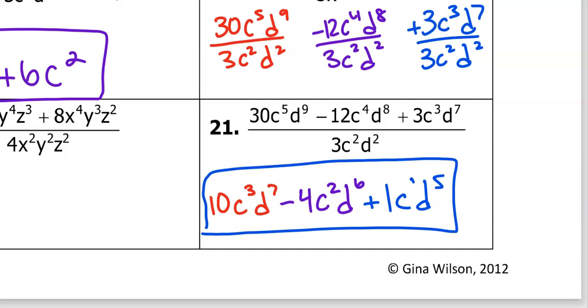Before I boxed it, I should have checked for standard form. Was it in standard form? Yeah. Even though D has the power of 7, 6, and 5, what trumps that? C. The C coming before D in the alphabet. So C has to go first.